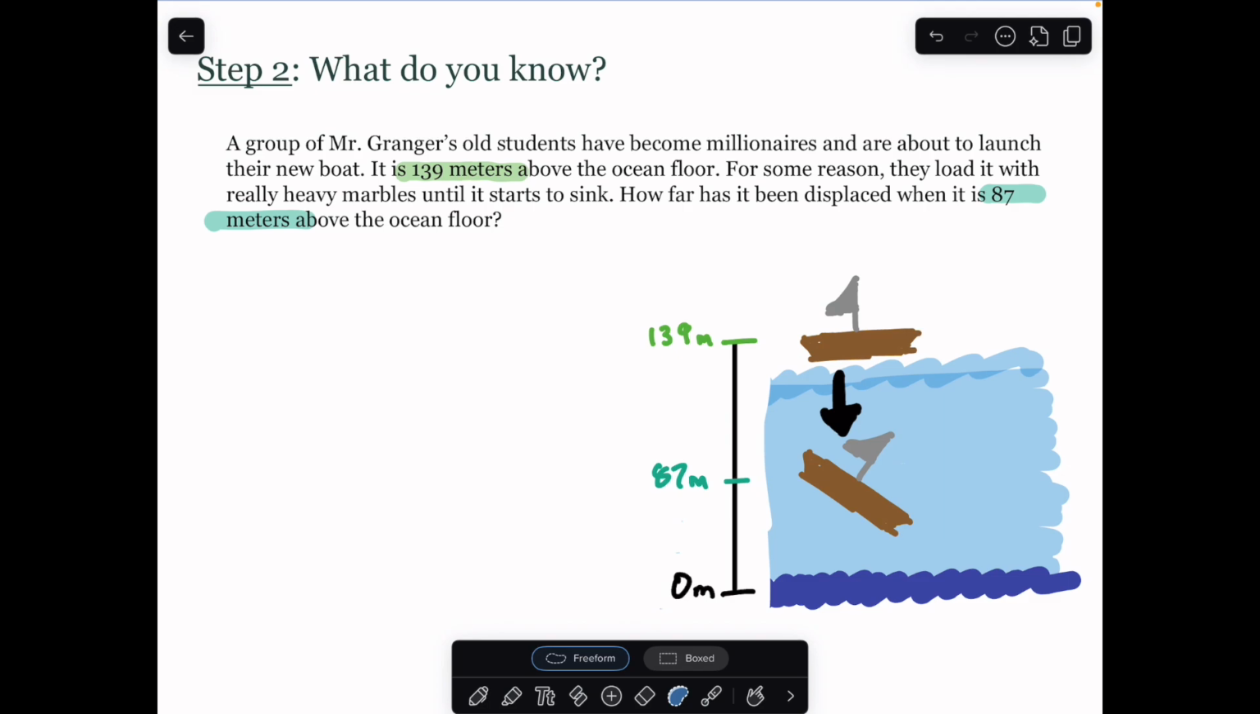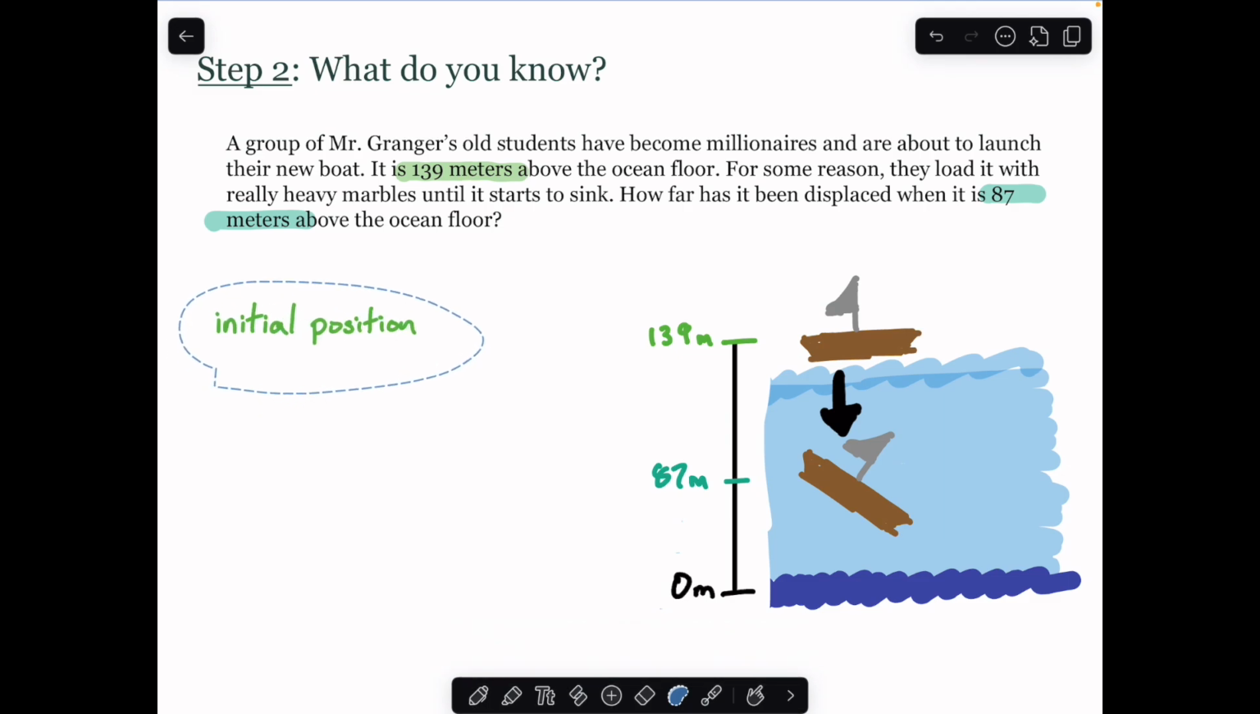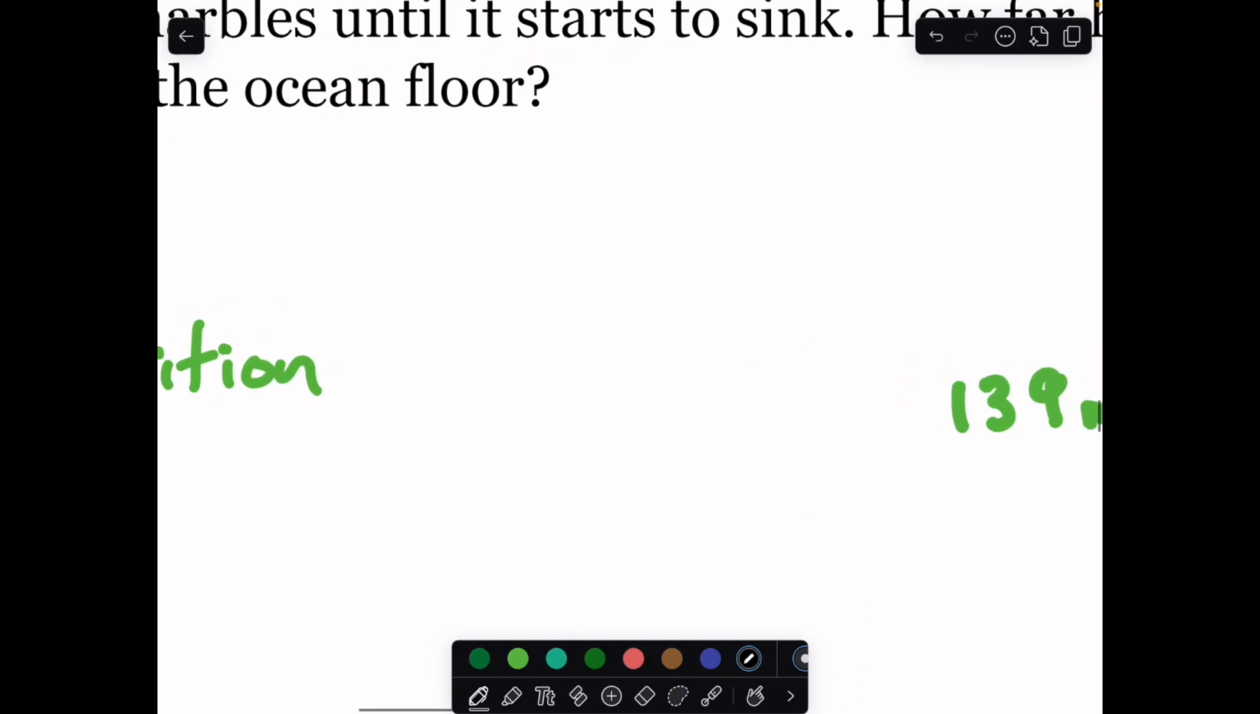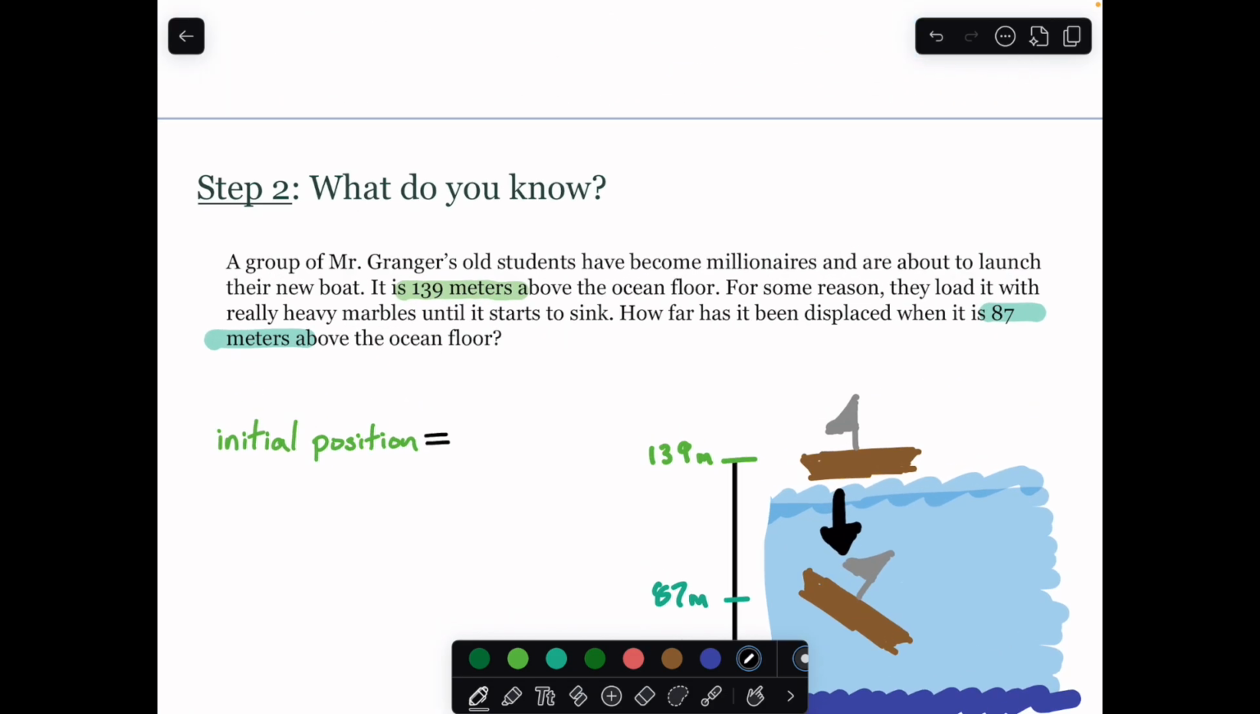The boat starts at 139 meters above the ocean floor. We call this the initial position. If you think about your initials, the initials are going to be the first letter of your name, or your names. So initial just means at the start.